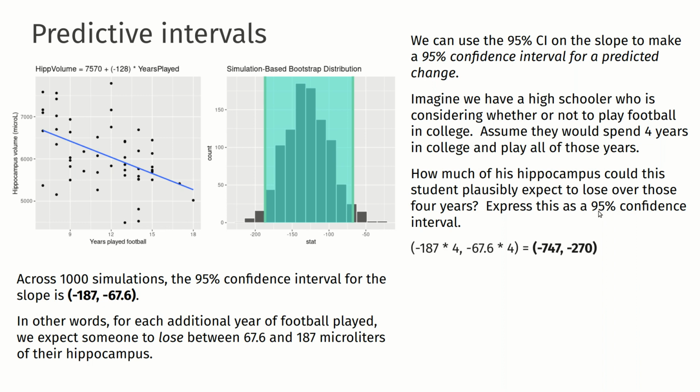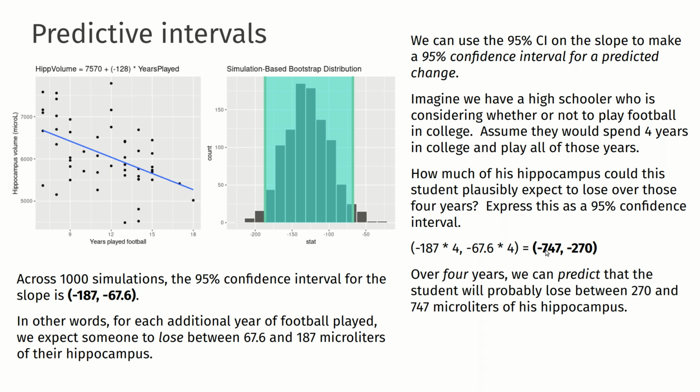Well, we take the 95% interval for the slope and multiply each of those numbers by 4. Why do we do that? Well, remember, the slope is how much we expect the response variable to change when the explanatory variable increases by just 1 unit. And so if we want to predict how much it's going to change when we increase it by 4 instead of 1, we multiply it by 4. And that's what we get here.